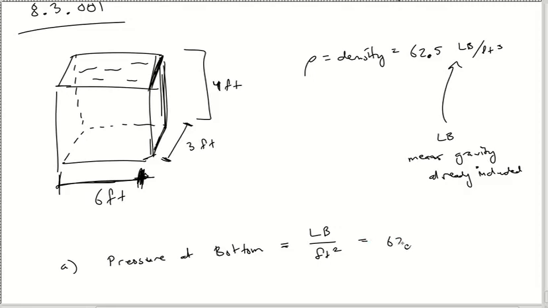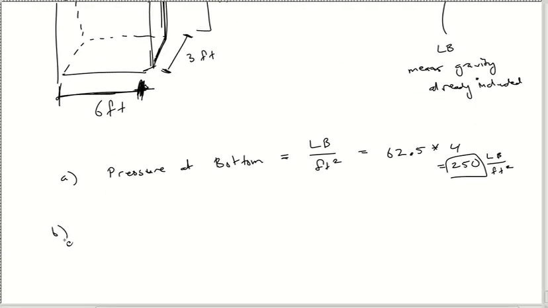So what I'm going to be doing is the 62.5 times the 4-foot depth, and you yield 250, again, pounds per feet squared. That's your answer. Very simple to do. Part B, they want the hydrostatic force at the bottom.